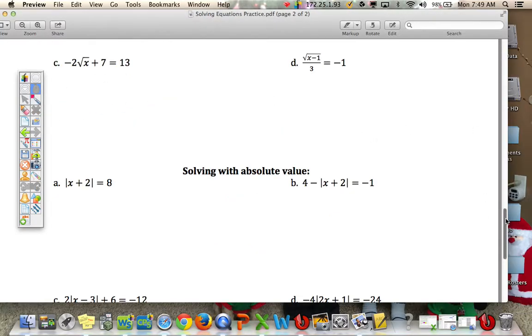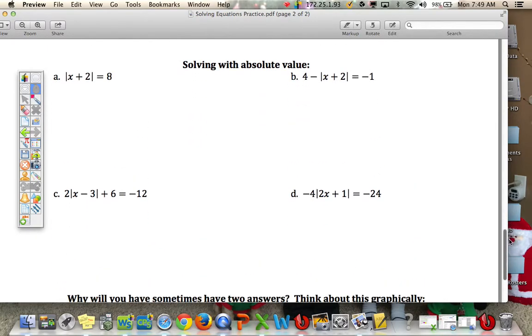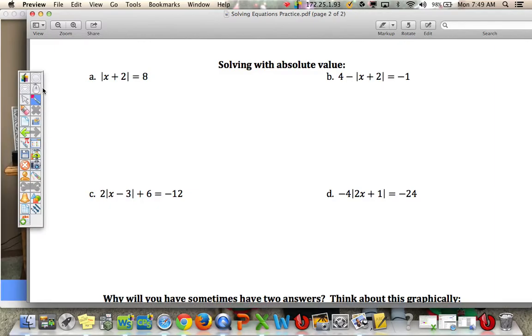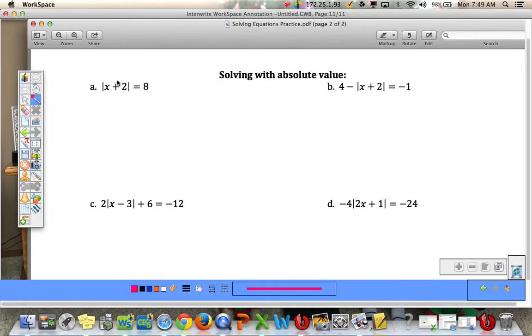Okay, solving with absolute value. Last thing. Again, there can be two different answers, and here's the reason why. The absolute value of some number equals 8. In other words, what two numbers are 8 away from 0? Well, 8 and -8. So we can split this up. The inside of this can be 8, and the inside of this can also be -8, because the absolute value of -8 is 8. So we do have to split it up.